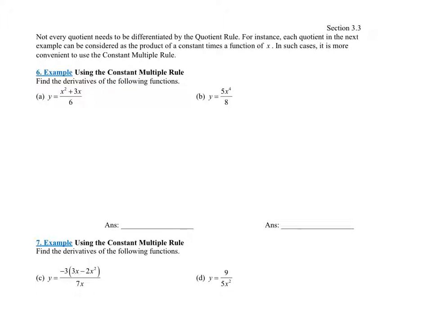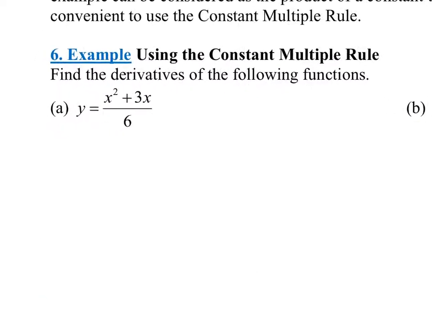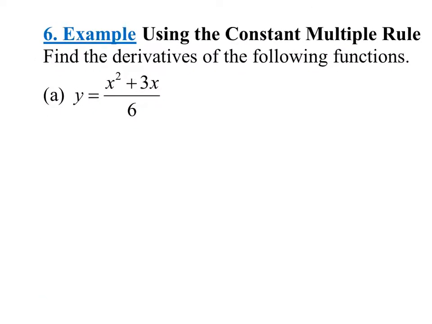Okay, so for instance, let's look at this first example right here. For A, it says find the derivative of y equals (x squared plus 3x) over 6. There's a couple different ways that we could do this. For instance, what you could really look at this as is 1/6 times x squared plus 3x. And so when we want to find the derivative, y prime, it's just a constant multiple. So that 1/6 stays out in front. We take the derivative of x squared, which is 2x to the first, or just 2x, plus 3 times the derivative of x, which is just 1. So when we do this, we would end up with 1/6 times 2x plus 3.